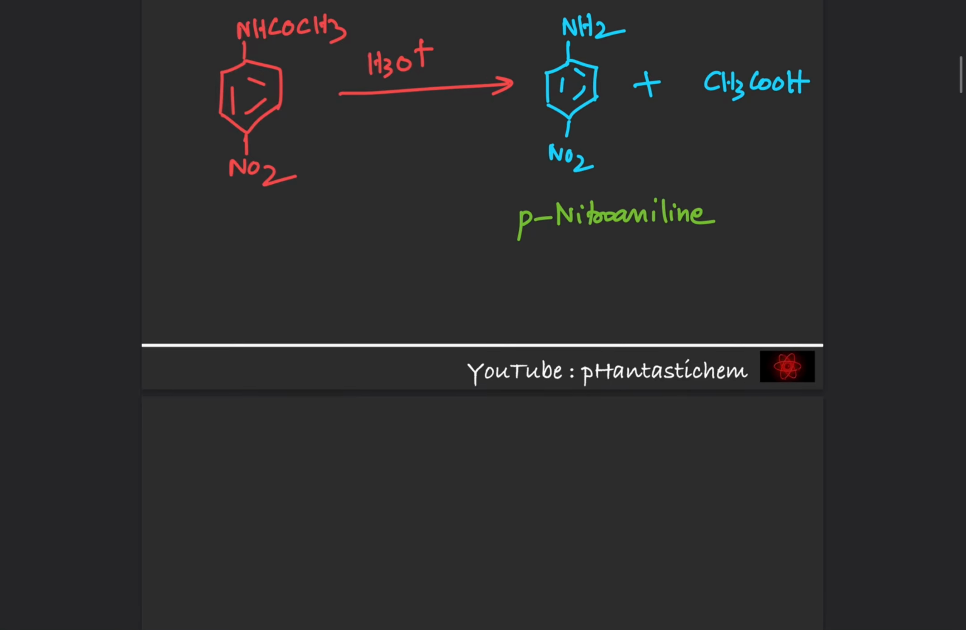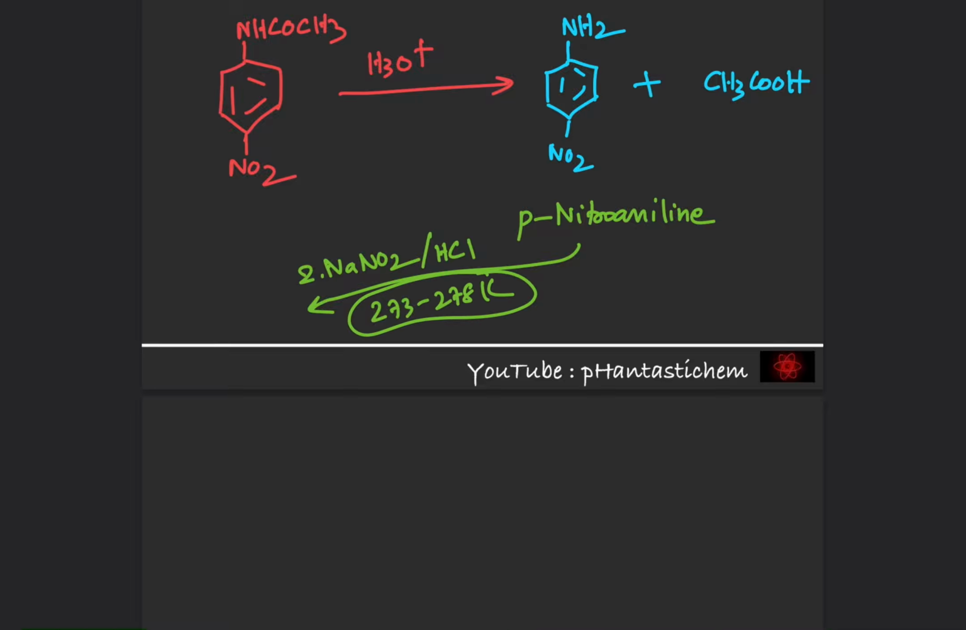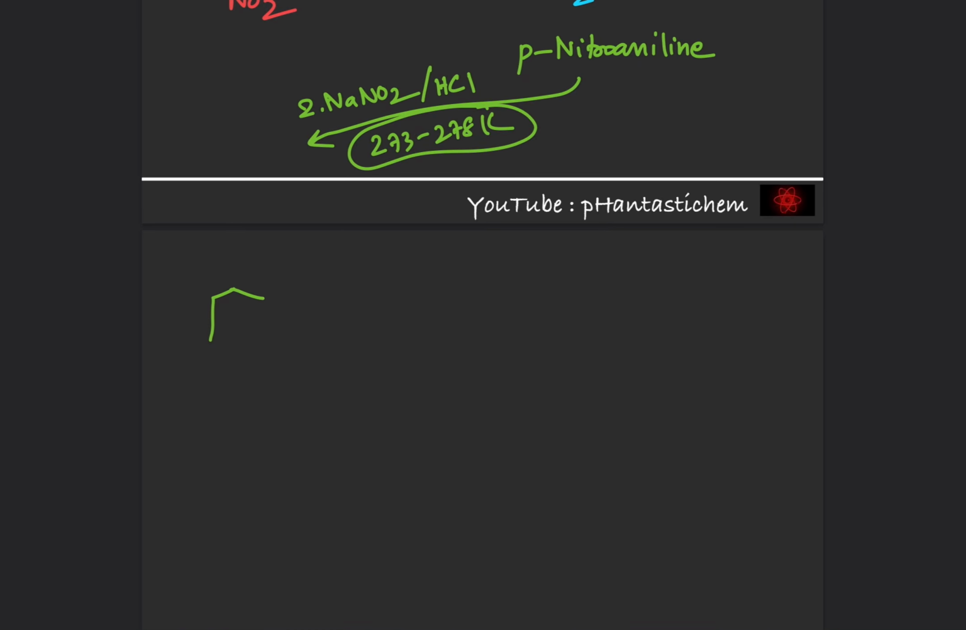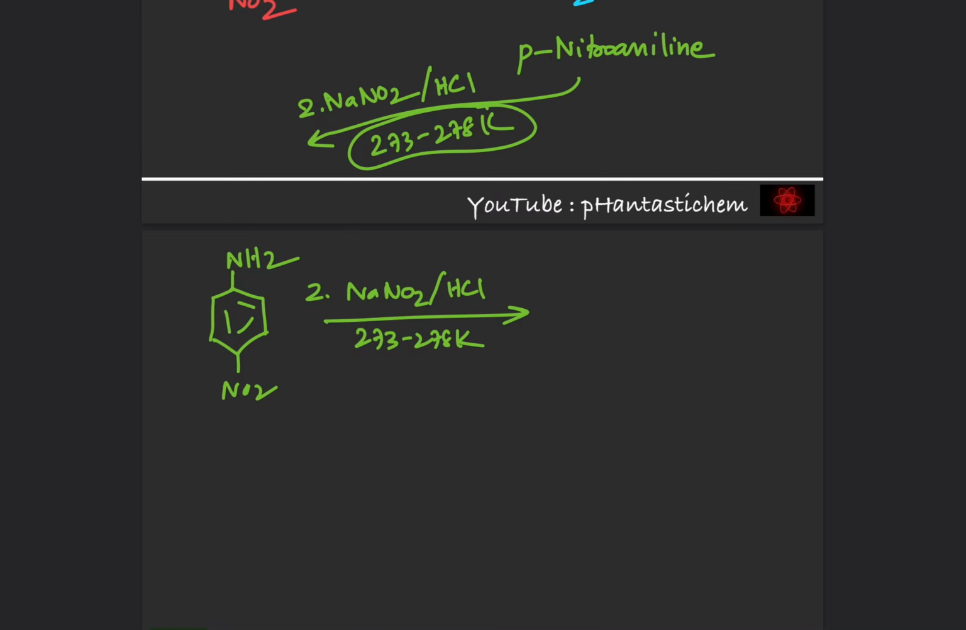Cool. And then we are subjecting this p-nitroaniline to the second set of conditions, that is NaNO2, HCl, and also the temperature is 273 to 278 Kelvin. So from the temperature you can figure out that we are trying to do diazotization. Okay, so basically we have p-nitroaniline, that is this guy, and we are subjecting it to NaNO2, HCl around 273 to 278 Kelvin.